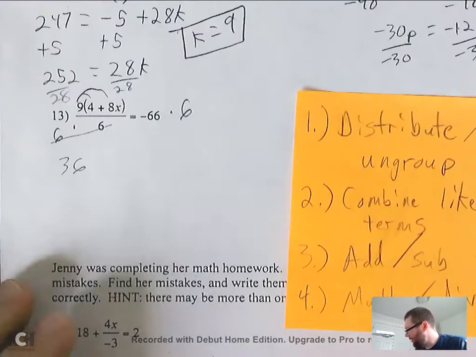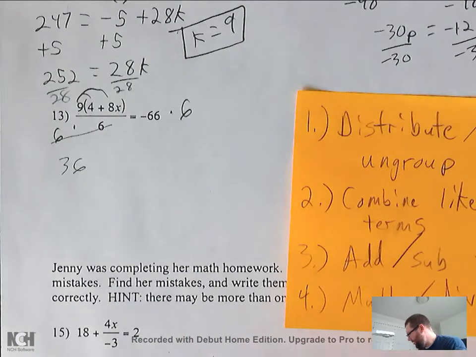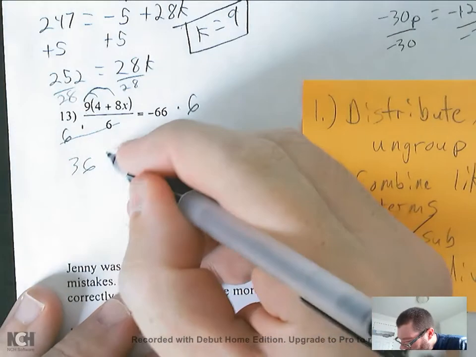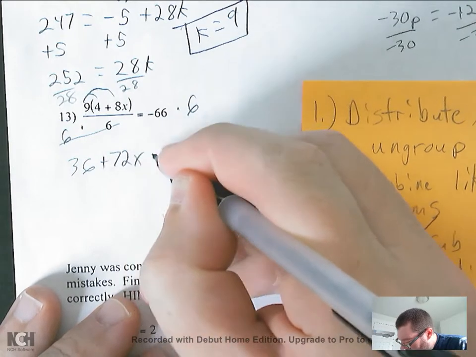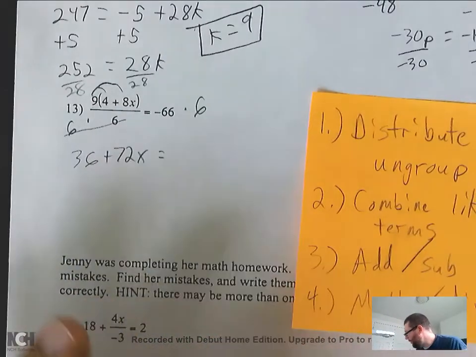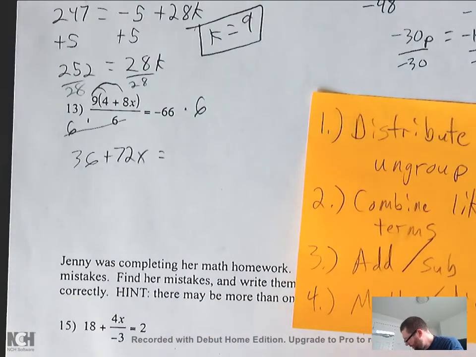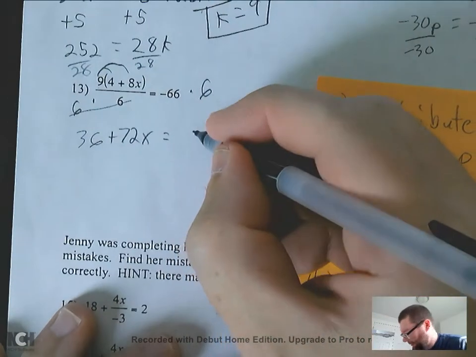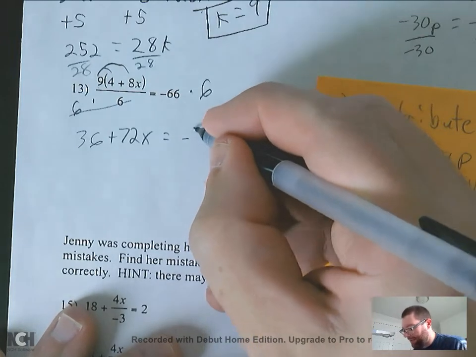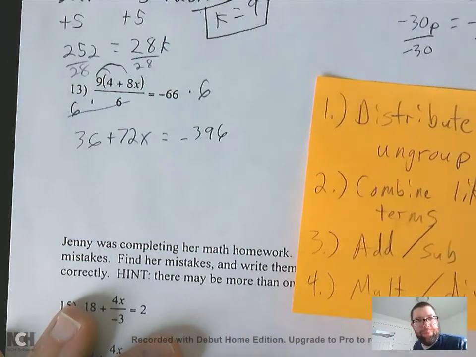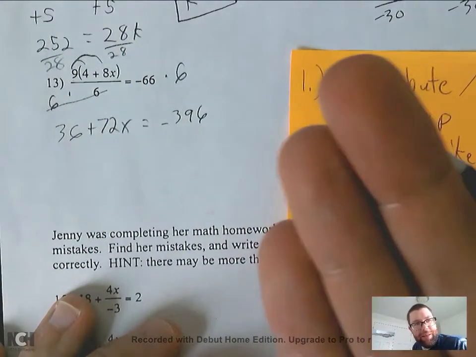9 times 8 is 72, right? I've lost my times tables. 72. So plus 72x, and then 6 times -66 is -396. Okay. That simplified pretty quick, right?